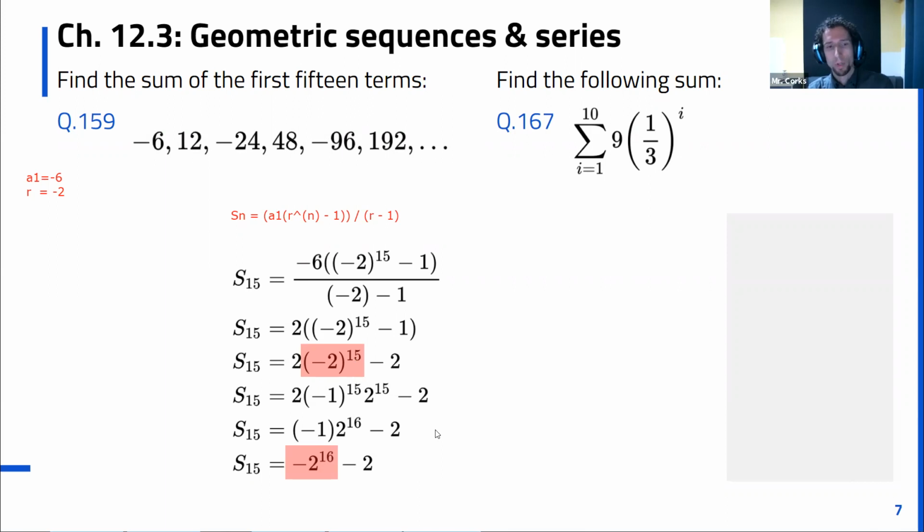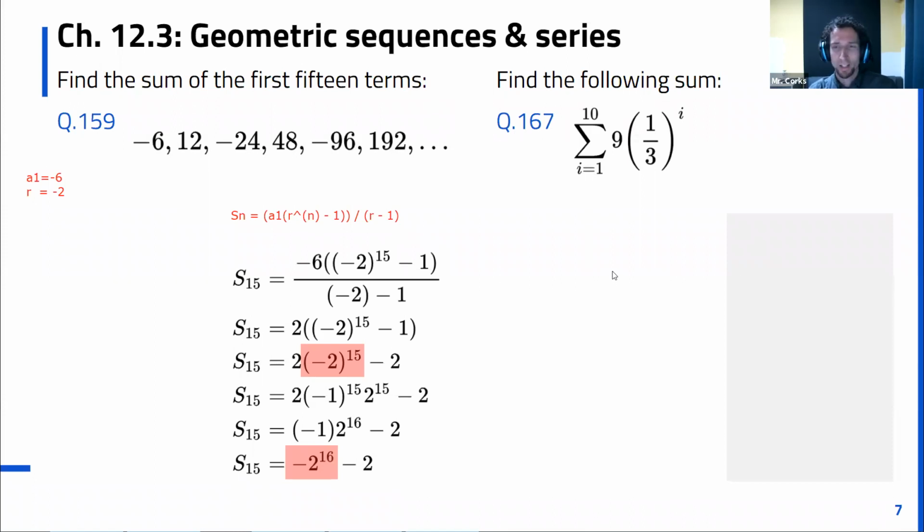Okay, and that number, 2 to the exponent 16, is 65,536. That's a negative, then minus 2. So that's the answer that you guys were giving me in the chat. Negative 65,538. So that's how we get there. I'll just leave it like this. This is all right for our purposes. I also ran out of space to type it there.